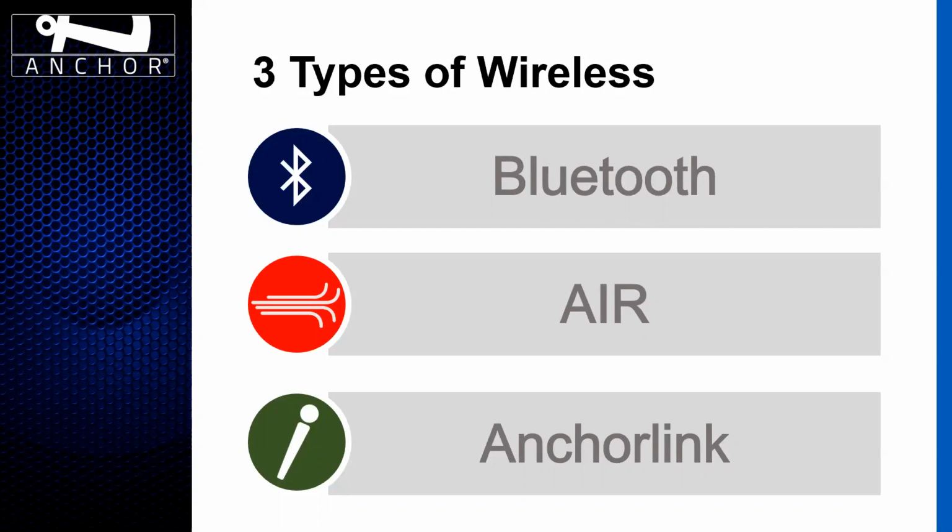Now, I'm not going to cover Bluetooth in this presentation, mainly because it's a very ubiquitous technology and people pretty much know what it is. I will say that with our Bluetooth, we use a higher class Bluetooth than the competition. So we get a range of 300 feet compared to the typical 30-foot range you're probably going to see out there. And it does come standard in our battery-powered PA systems. But this presentation is about AIR versus AnchorLink, our 2 proprietary wireless technologies.